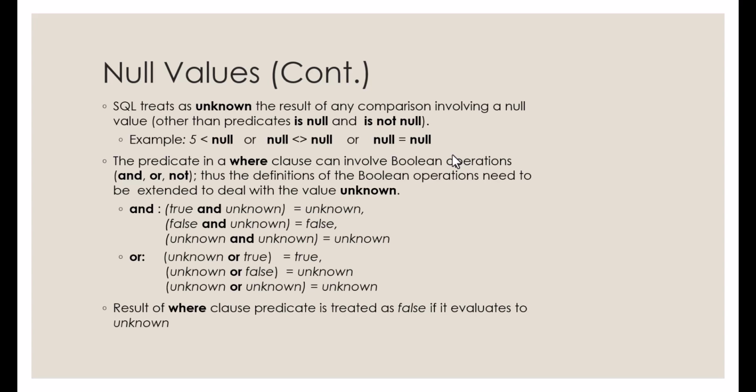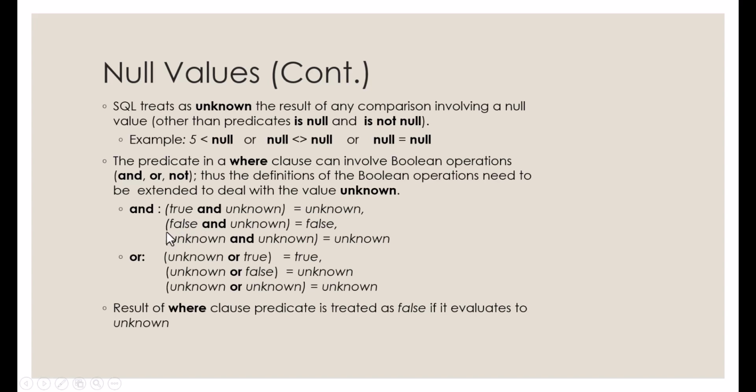Let's take a look at this using the value unknown. True and unknown is unknown, because with AND, both have to be true in order for this to be true. So if this unknown is true, then this would be true. If unknown is false, this is false. That's why true and unknown is unknown.